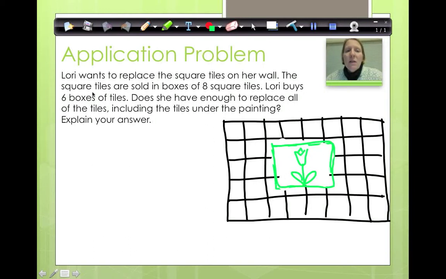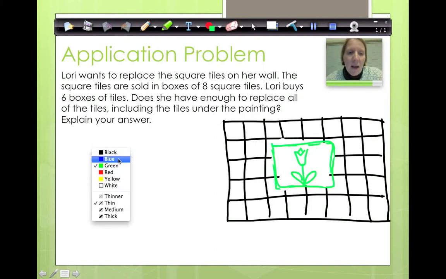Now, the square tiles are sold in boxes of 8 square tiles. Lori buys 6 boxes of tiles. Does she have enough to replace all the tiles, including the tiles underneath the painting? Explain your answer.